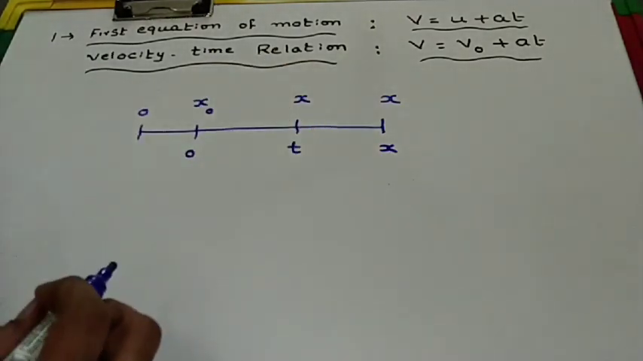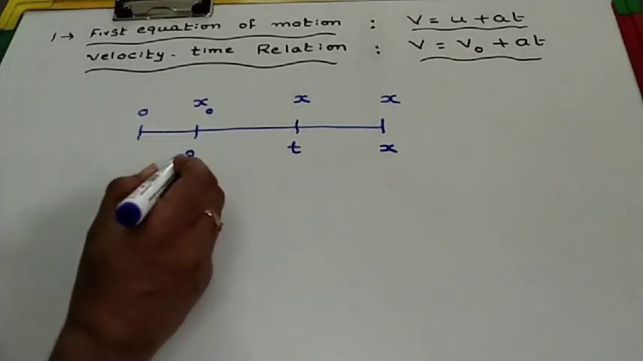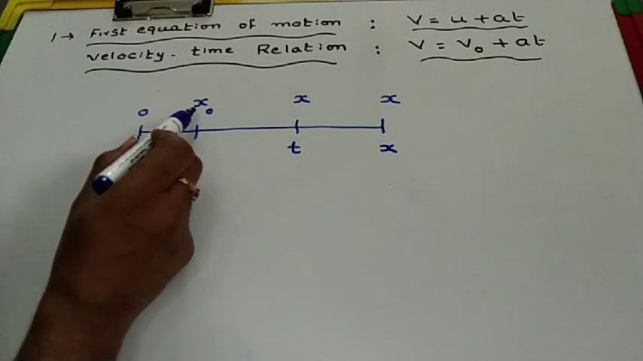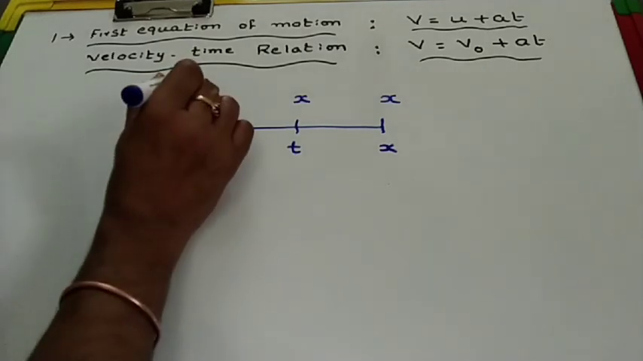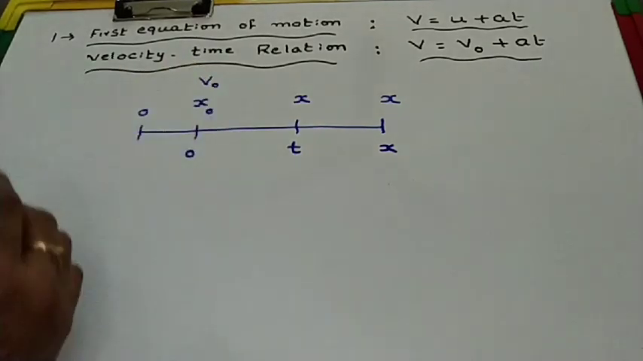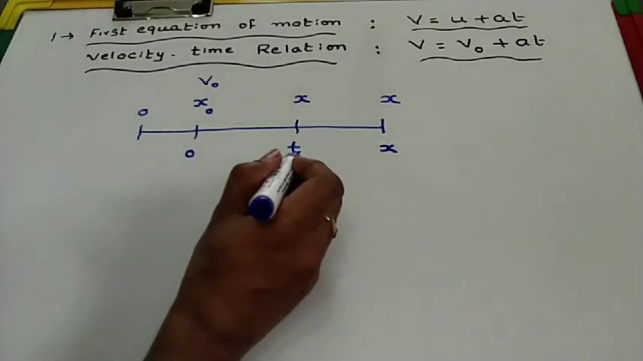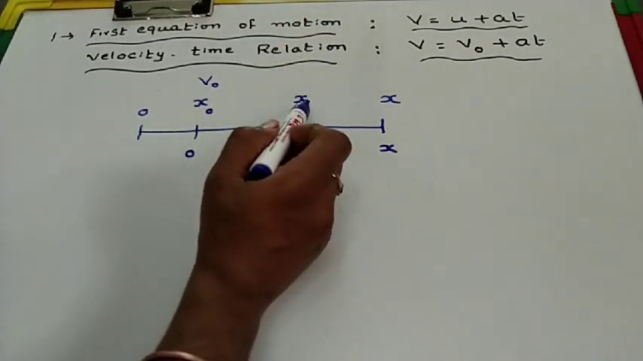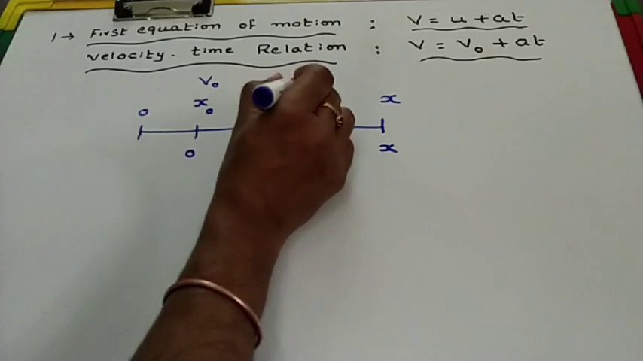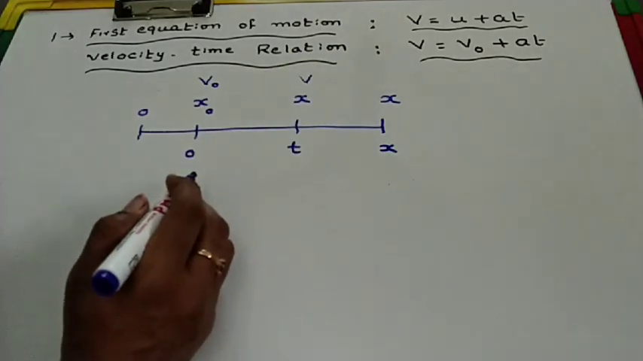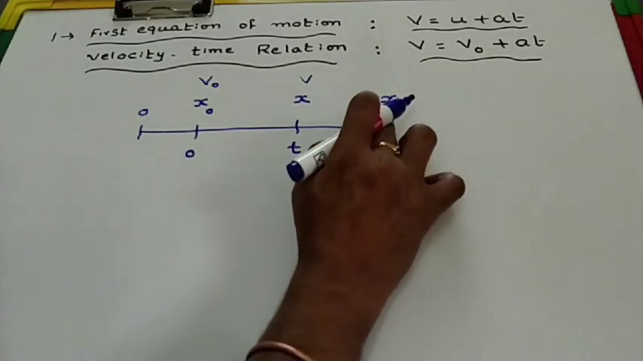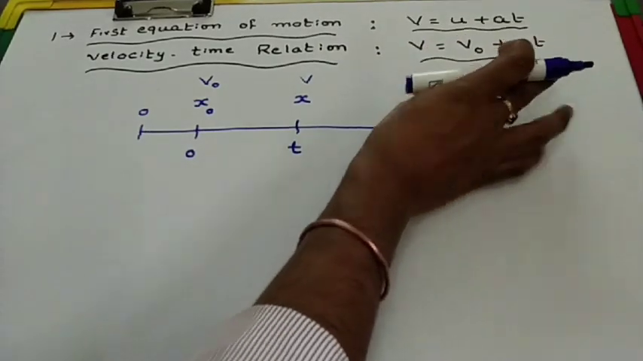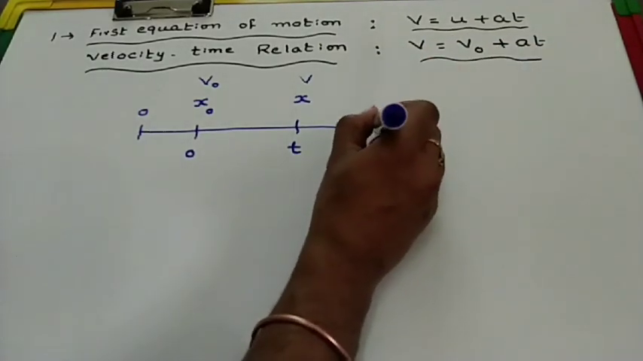I can explain. At the initial point, the position is x naught and the initial velocity is v naught. At a point t, the position is x and the velocity is v, and this is up to and so on, called x.